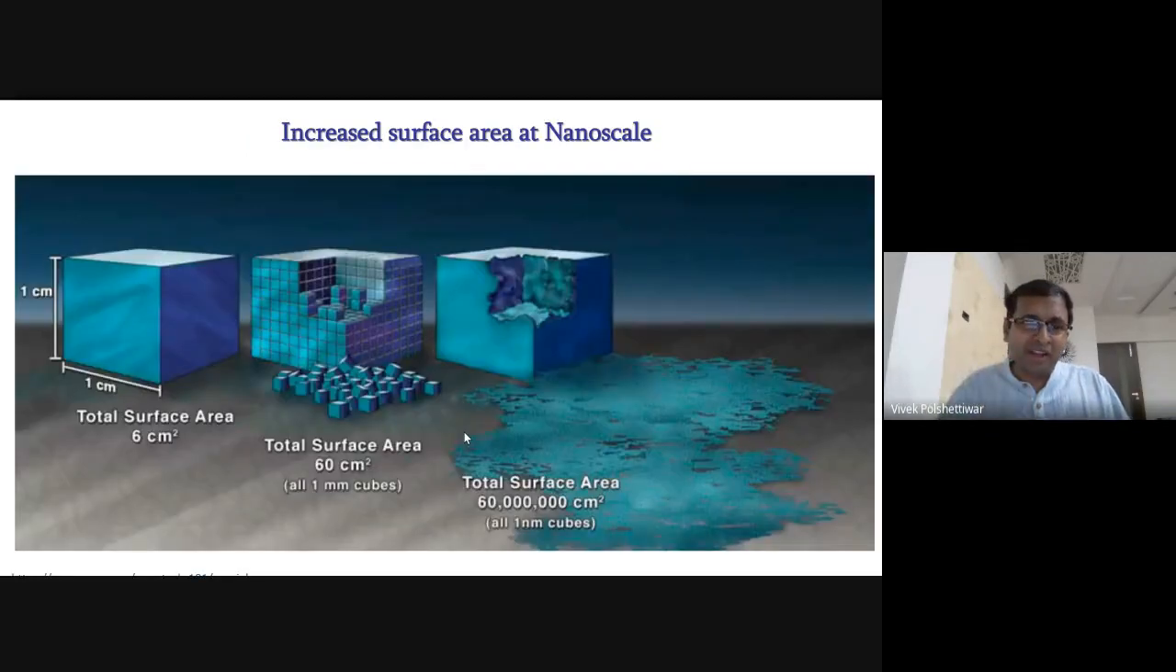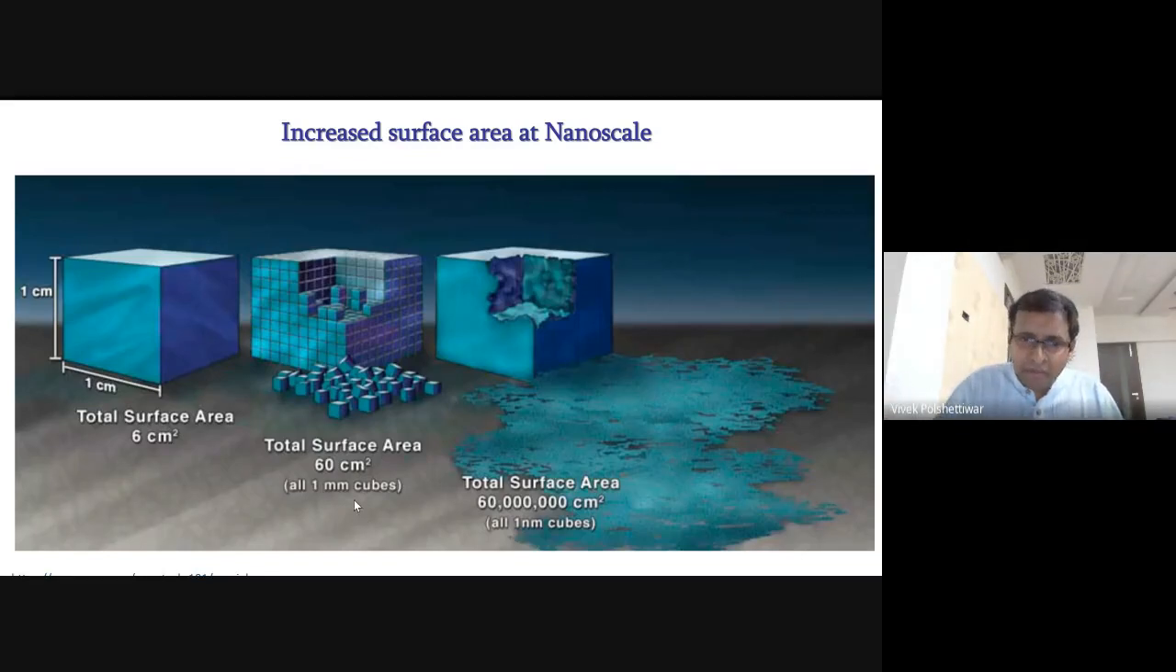But when you go to the nanoscale, then that could be dramatically different. For example, think about this cube, which is 1 centimeter by 1 centimeter. So the total surface area will be 6 centimeters squared, 6 faces. Now, if I break down that cube from 1 centimeter to 1 mm by 1 mm, right? Each of them are divided into very small cubes, and then you calculate the total surface area by calculating the surface area of each of these 1 mm cubes. Then the total surface area is 60 centimeters squared. So you increase from 6 to 60 when you reduce from 1 centimeter to 1 mm. Not a dramatic change in the surface area.